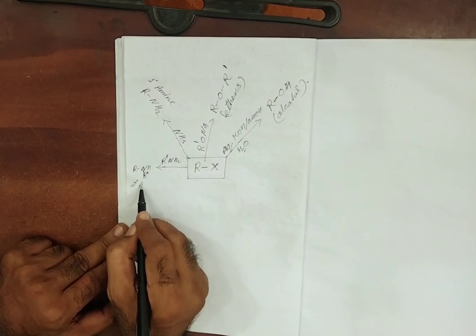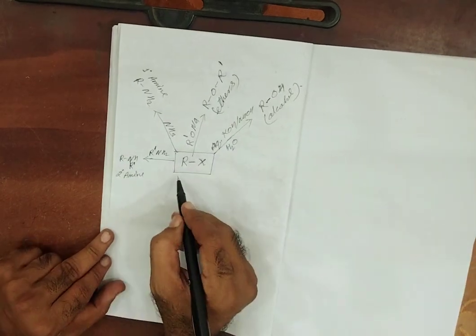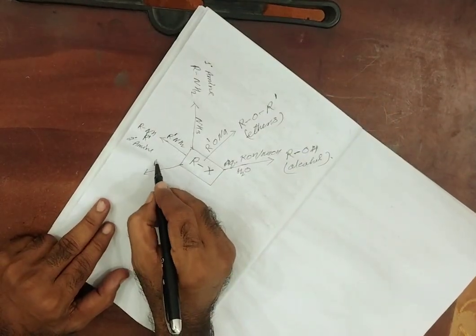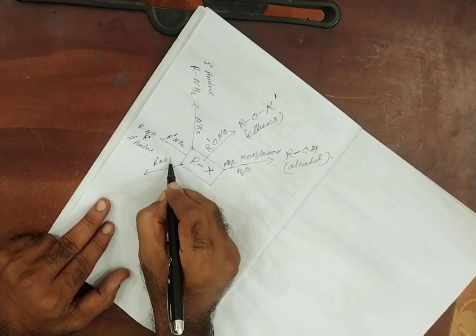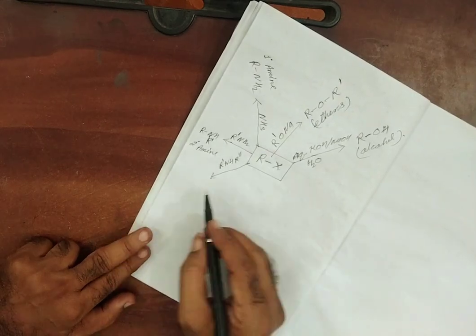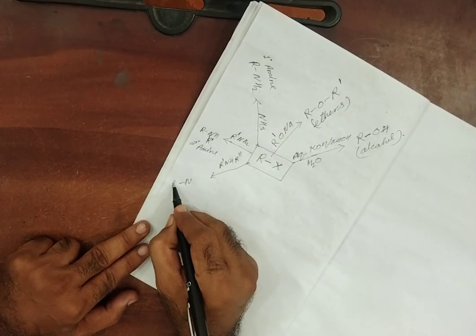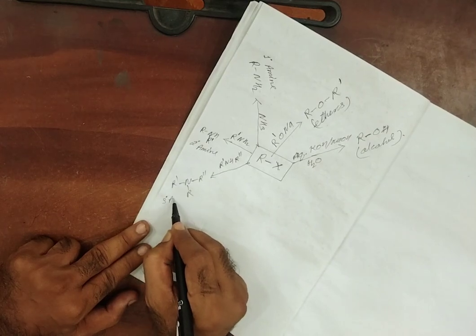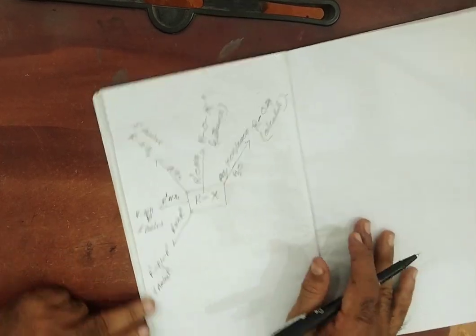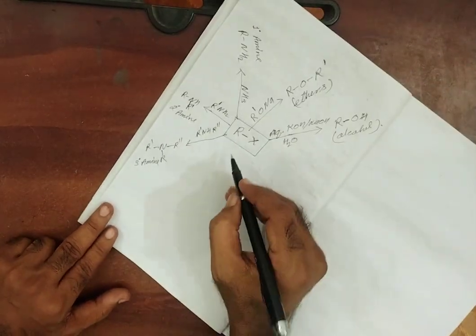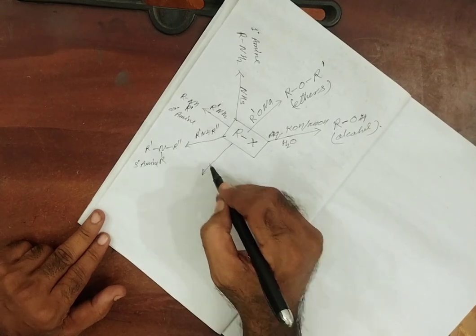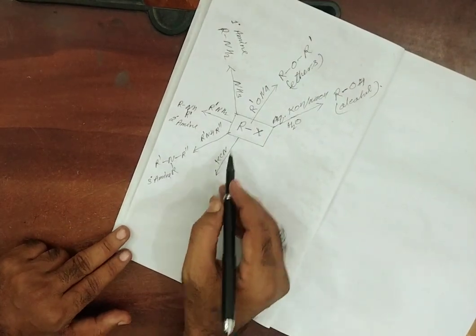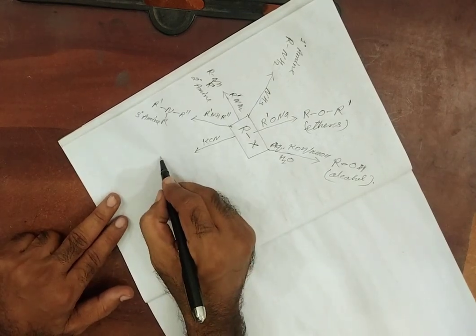If we treat this with a secondary amine, then a tertiary amine will be formed. If alkyl halides are treated with alcoholic KCN, then cyanides will be formed.